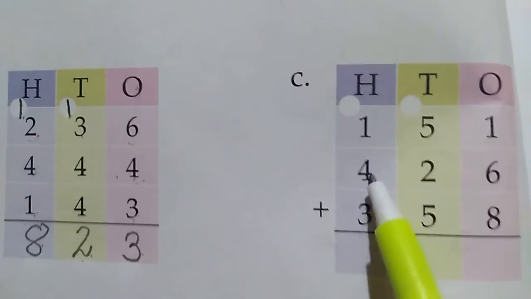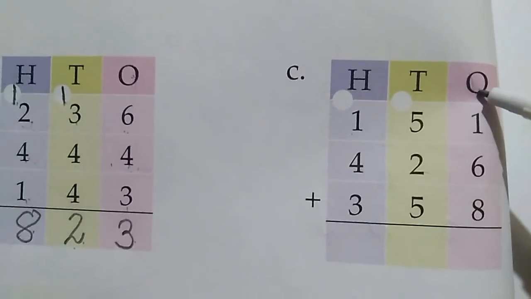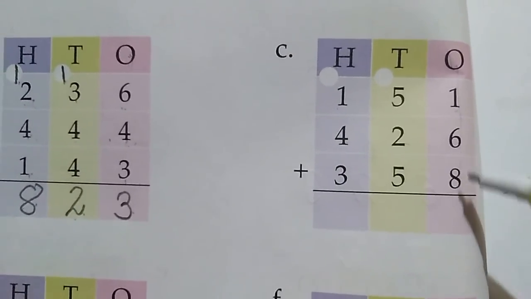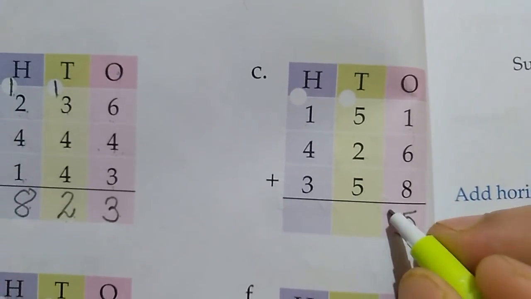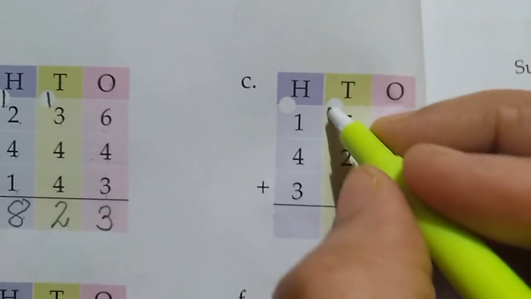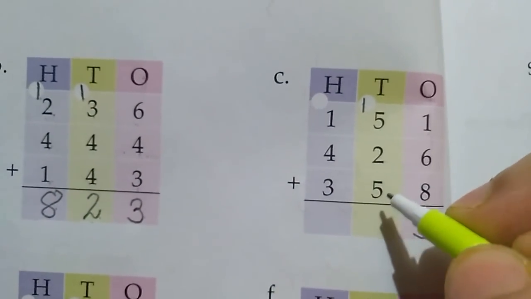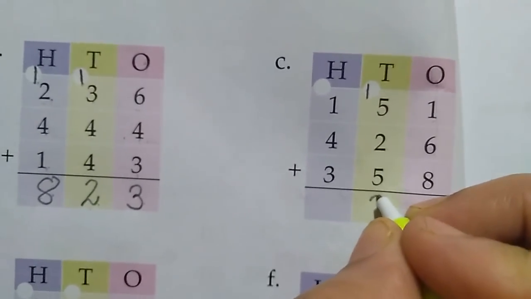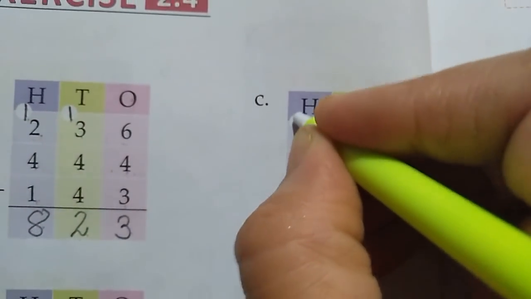C is 151 plus 426 plus 358. So we will start addition from ones place. 1 plus 6 is 7, 7 plus 8 is 15. So 5 is at ones place, so 5 we will write here, and at tens place we have 1, so 1 will be carry forwarded. Now 5 plus 2 is 7, 7 plus 5 is 12, and 12 plus 1 carry will be 13. So we will write here 3, and 1 will be carry forwarded.